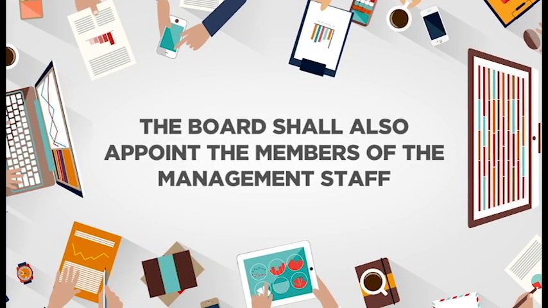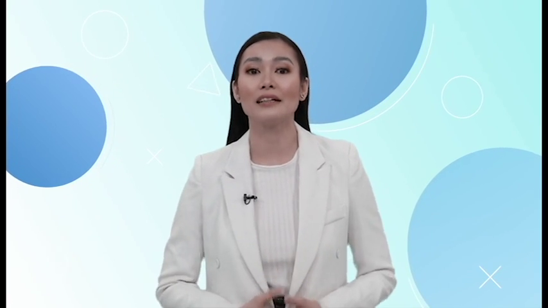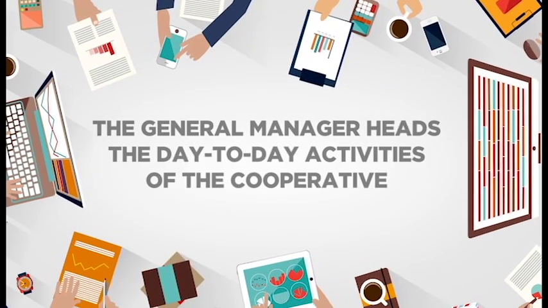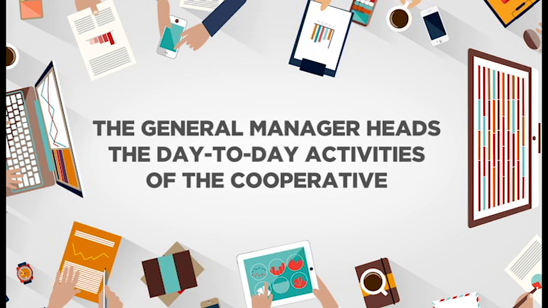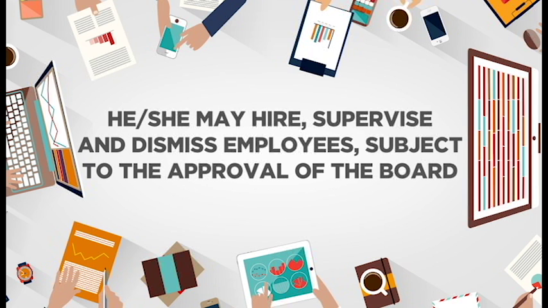The board shall also appoint the members of the management staff. The management staff will implement the policies of the board and the General Assembly in order to attain the objectives of the cooperative. They are composed of the following. The general manager heads the day-to-day activities of the cooperative. He or she may hire, supervise, and dismiss employees, subject to the approval of the board.